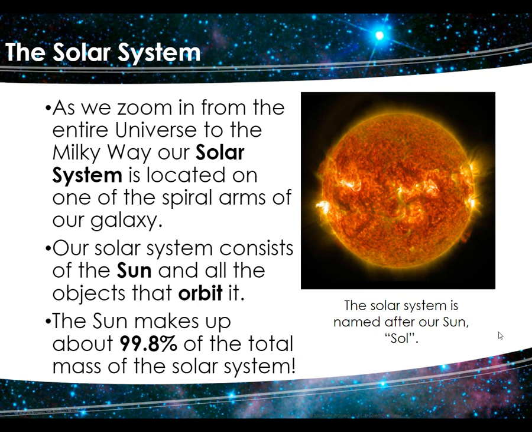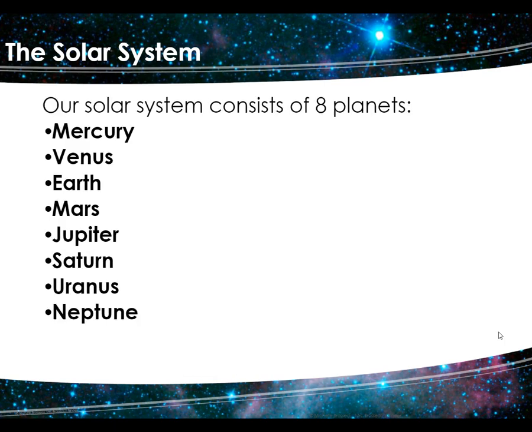So as we zoom in from the entire universe to the Milky Way galaxy into our solar system, we see that it's located in one of the spiral arms of our Milky Way galaxy. Our solar system consists of the sun and all of the objects that orbit or travel around the sun. The sun makes up about 99.8% of the total mass of our solar system.